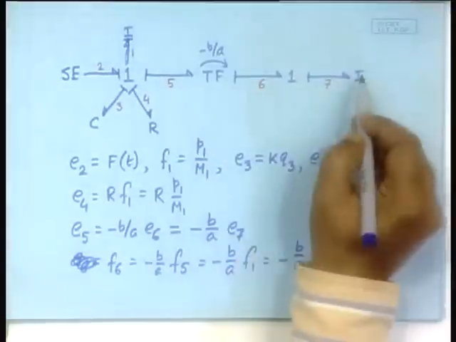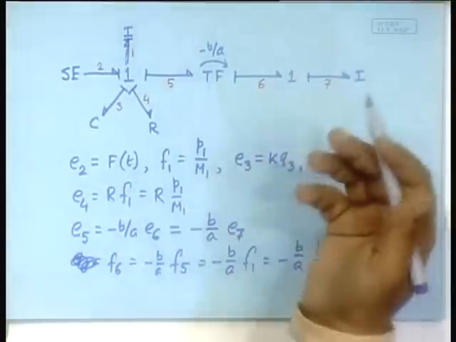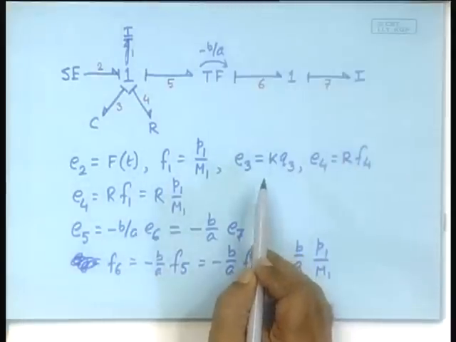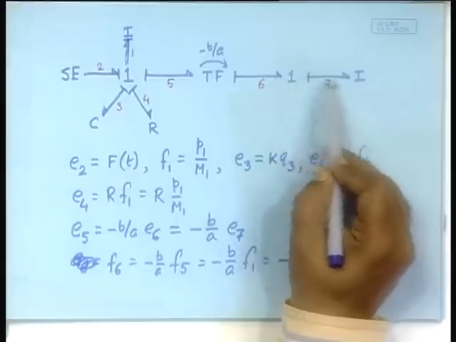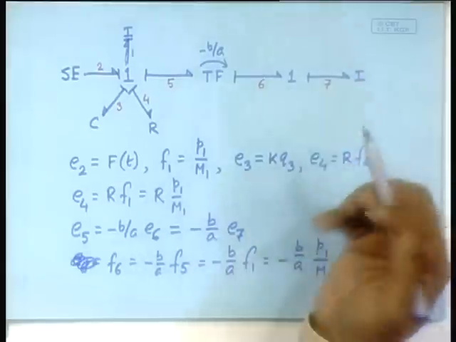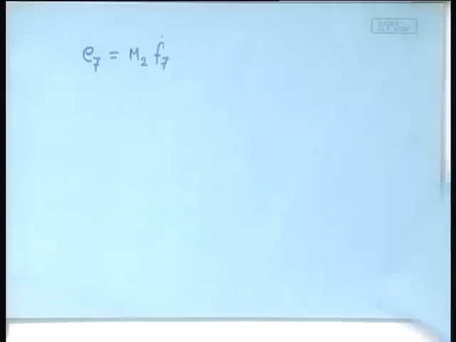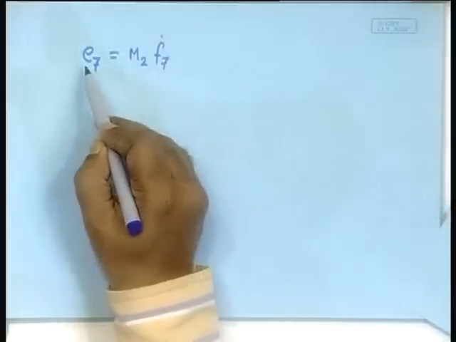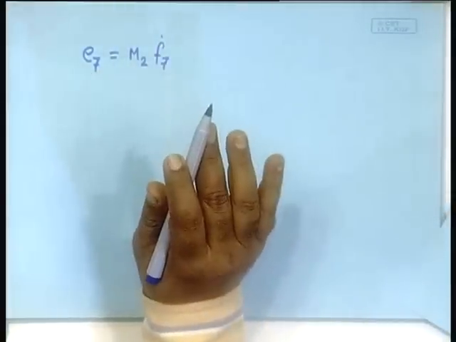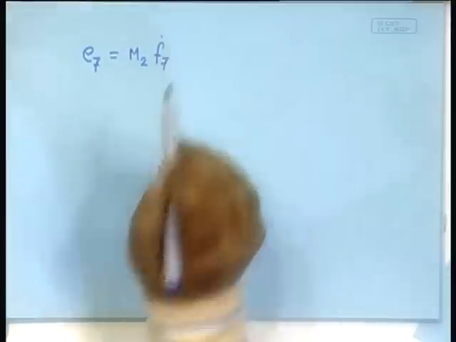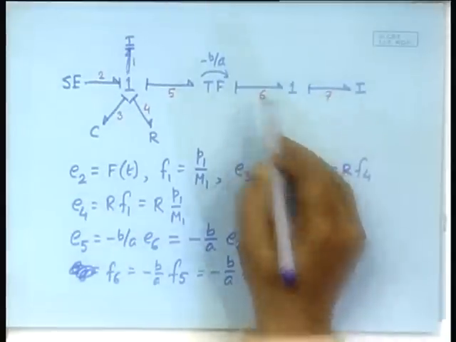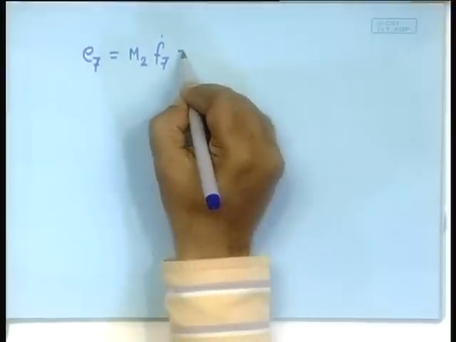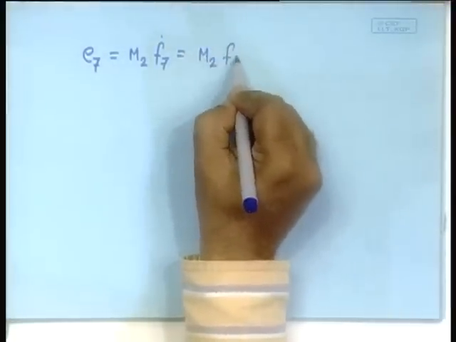So, wherever we are asking this question, we are trying to relate it to the character of that particular element only, right. So, it is giving E7, but that is dependent on its own character, that is M2, and force is equal to mass into acceleration, that is what you have written here. Okay. So, we have got a dotted term in the right hand side, but we will try to take care of it. F7 comes from F6. So, it is equal to M2 F6 dot.